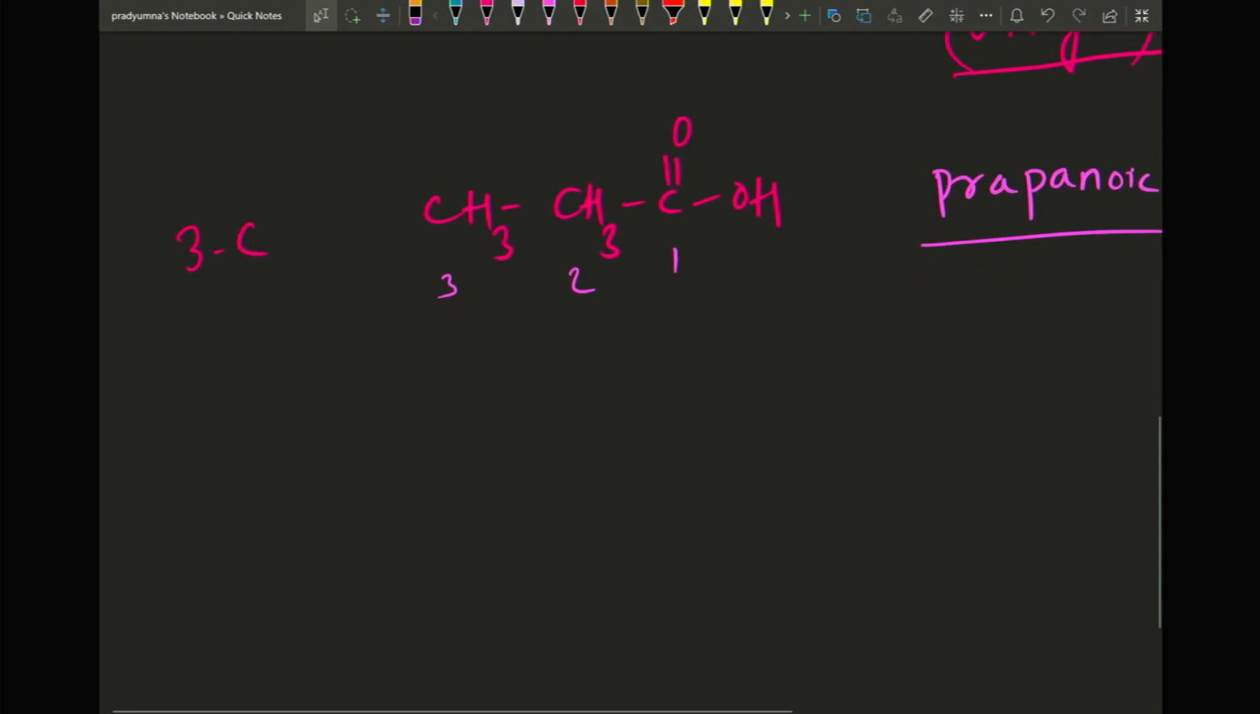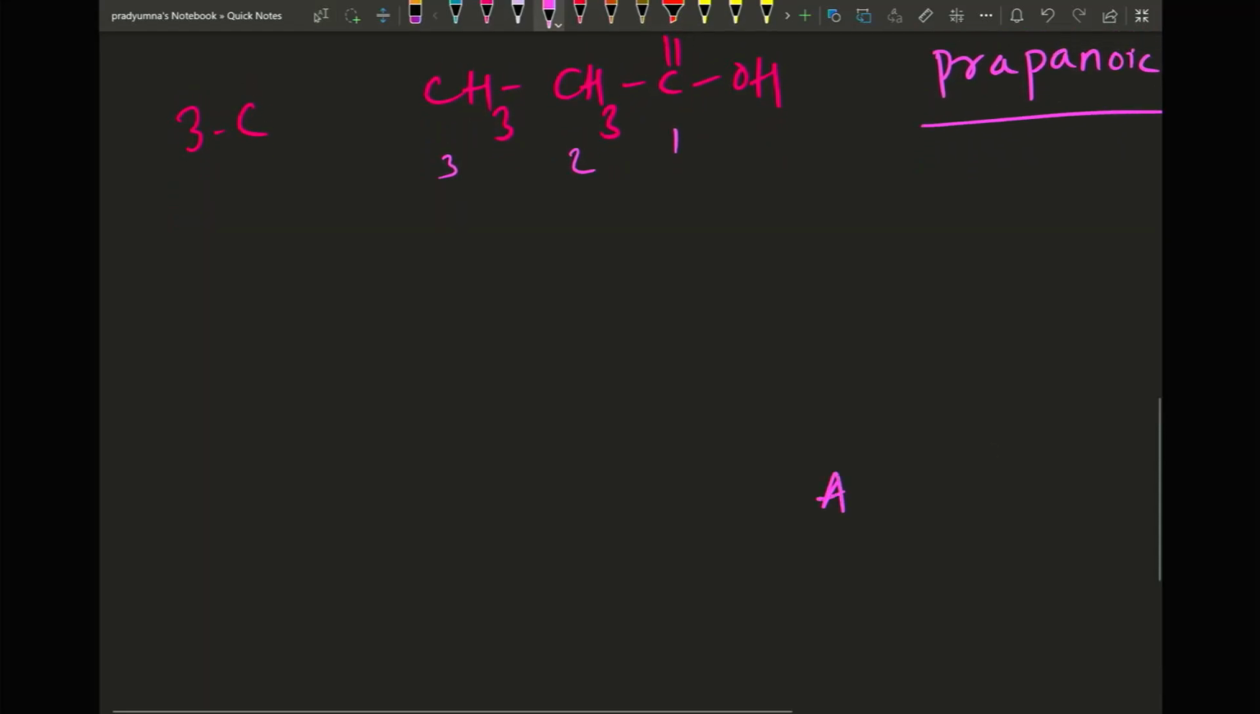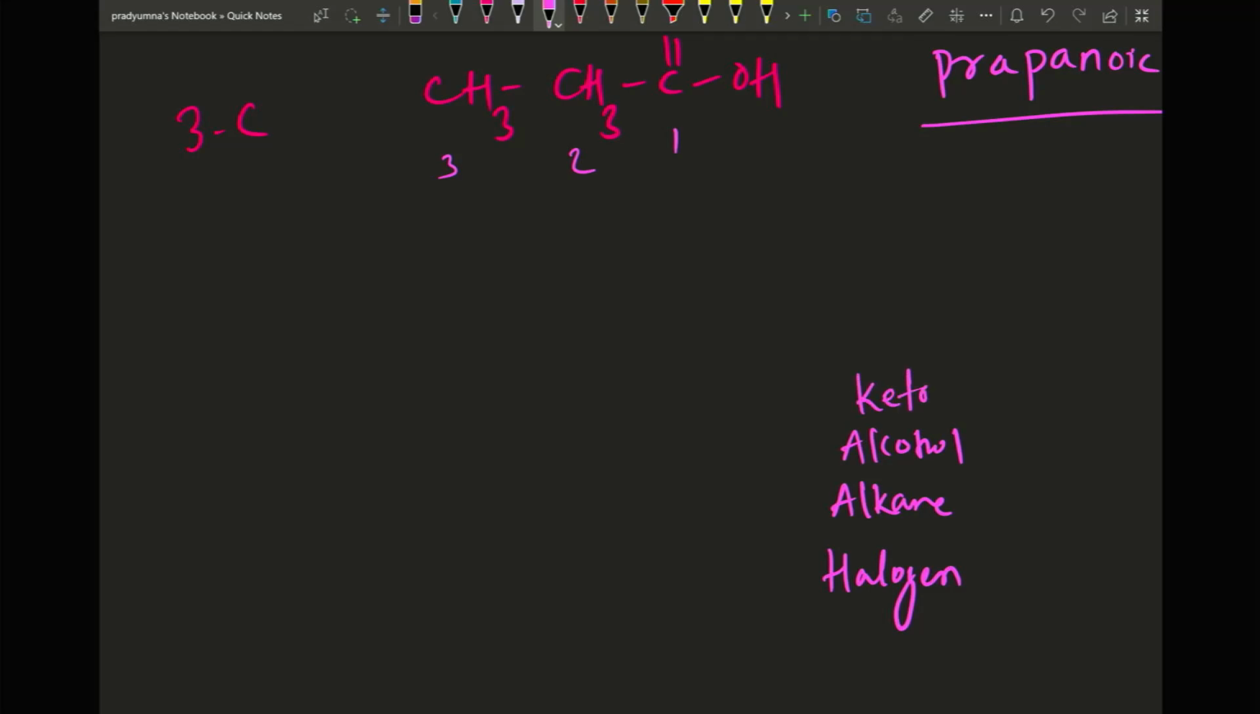If you remember from our earlier videos, halogens like chloro get the least priority. The alkyl group gets the next priority, then we have alcohol, which is next higher priority, then ketone is the next priority, and aldehyde is the next priority. So this is the priority order.